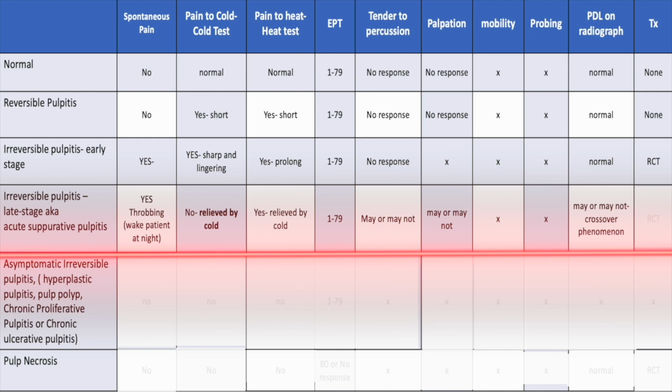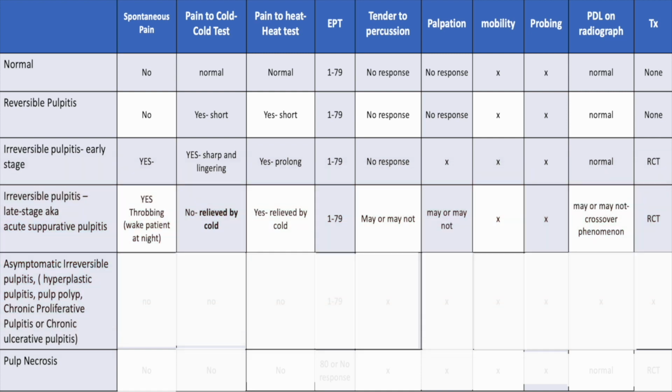Just know that there may or may not be any signs of PDL widening on the radiograph during the late stage symptomatic irreversible pulpitis. And treatment is going to be root canal treatment. It's going to be an emergency root canal treatment. You will do at least a favor to the patient by doing an access opening during that appointment only.